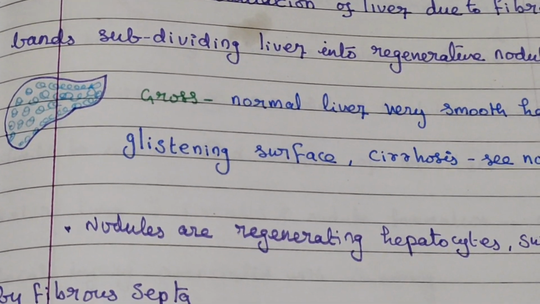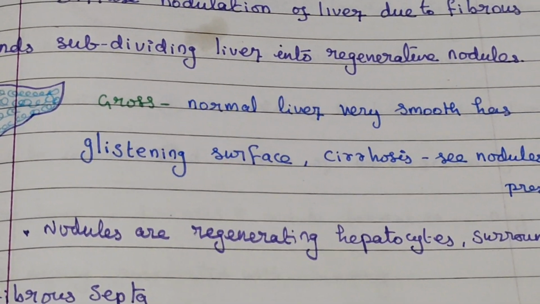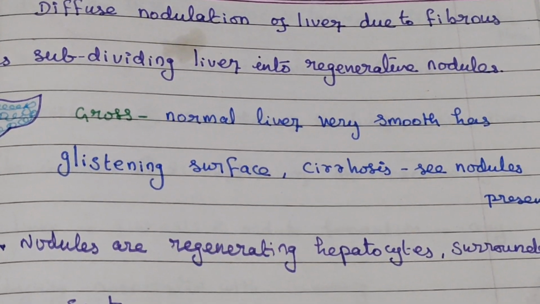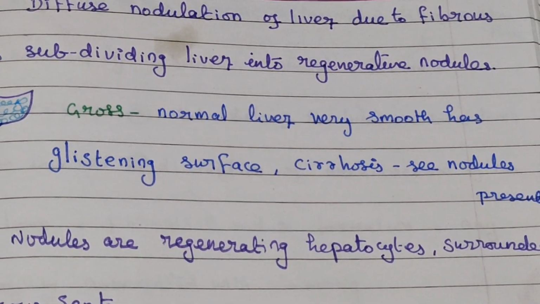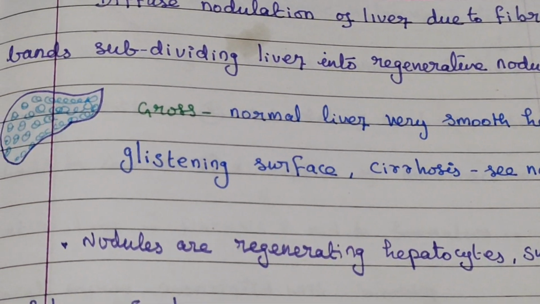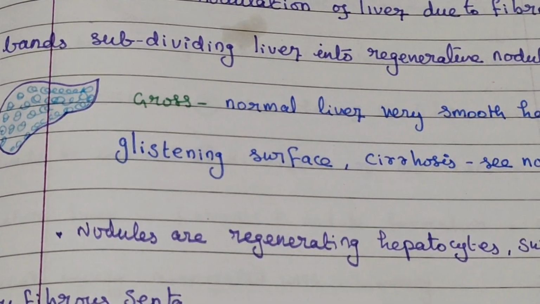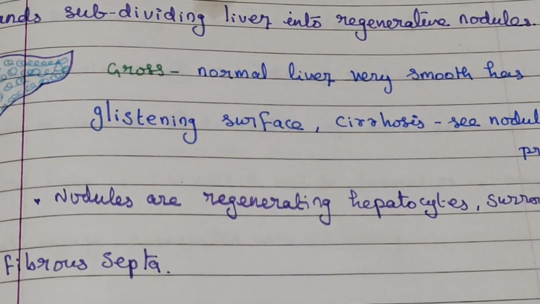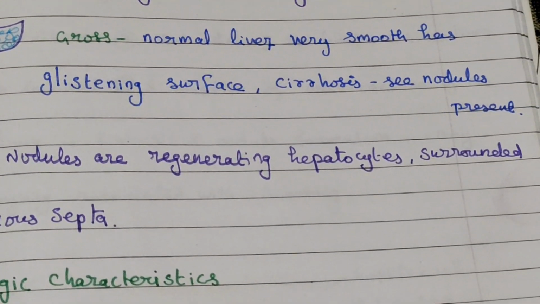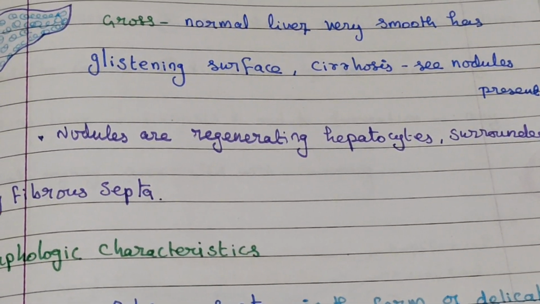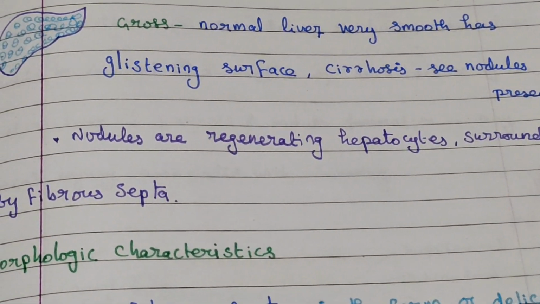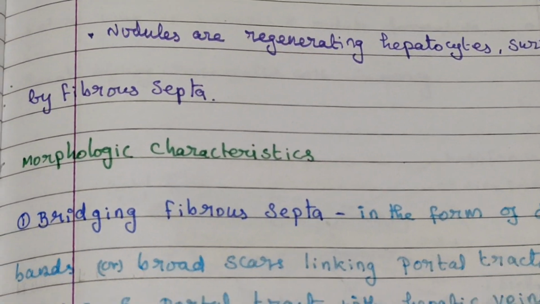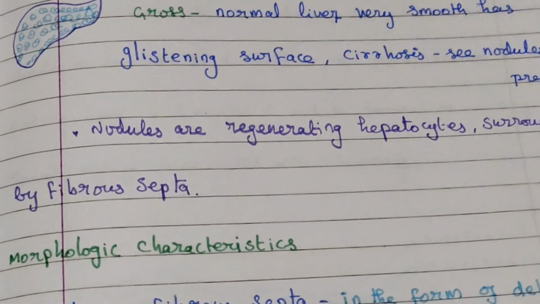This is the gross appearance of the liver. Normally, the liver is very smooth and has a glistening surface. However, in the cirrhotic liver, we can see there are nodules present. So, what are these nodules? These are regenerating hepatocytes, which are surrounded by fibrous septa, which we'll discuss in detail, and how these are formed.